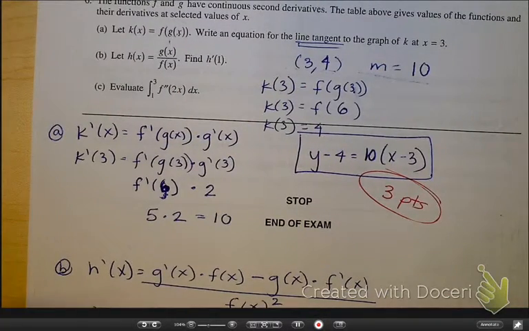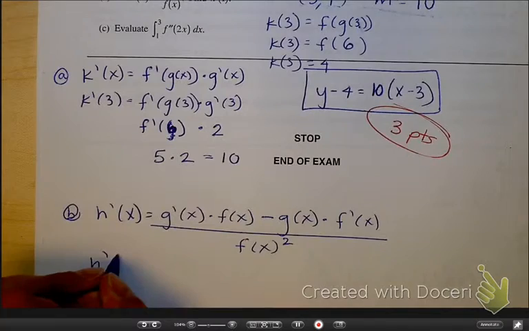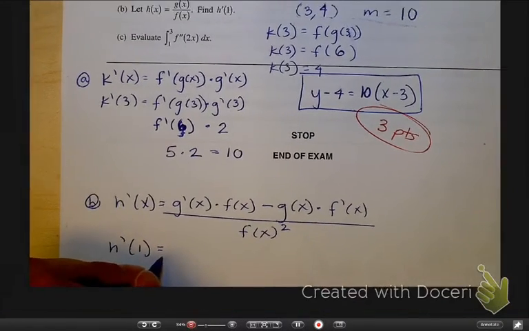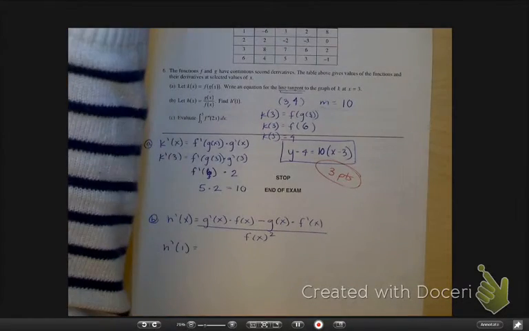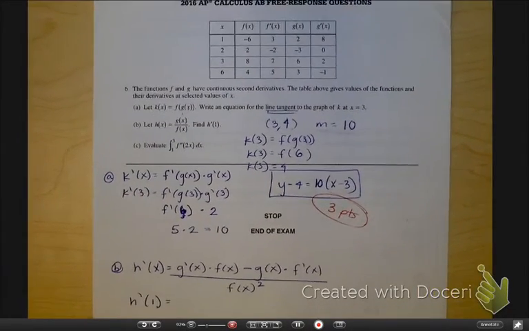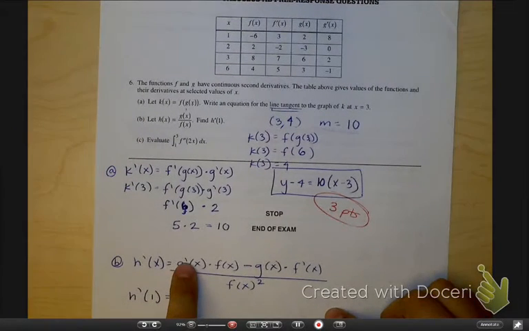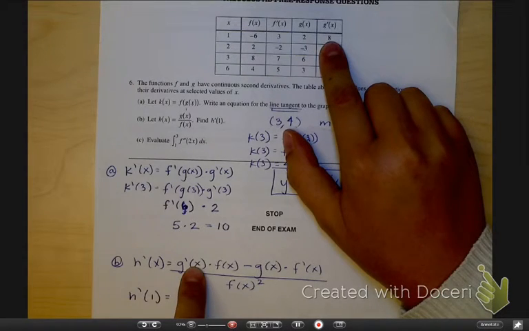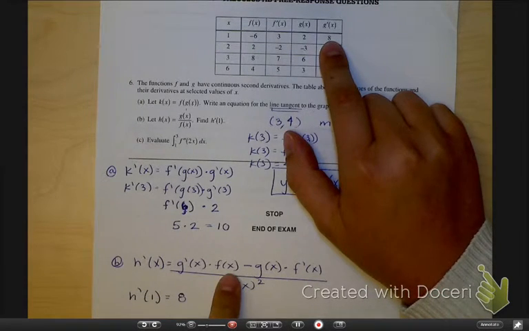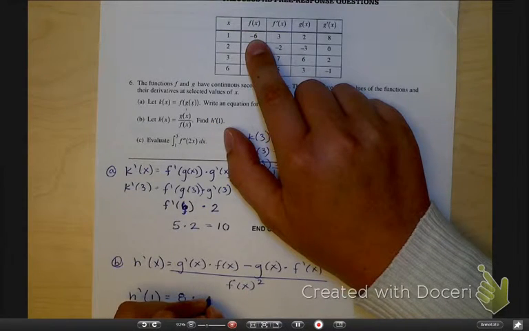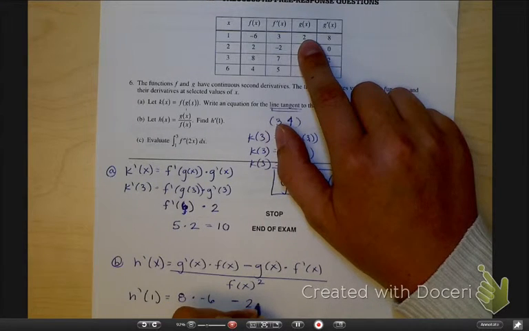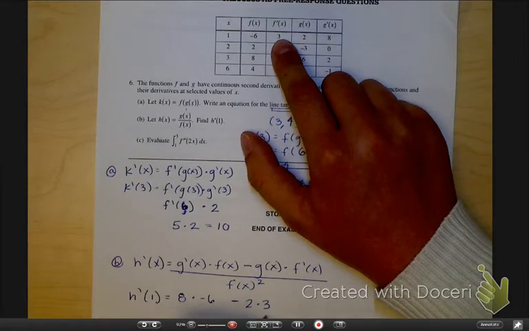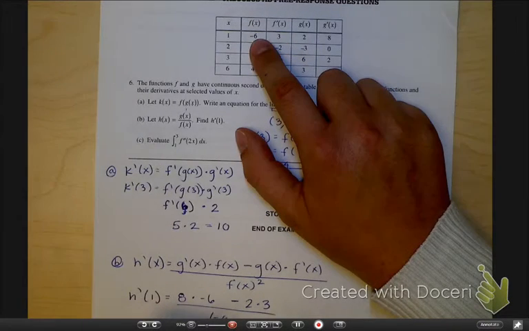If I want to know h prime of 1, you can't see this again, so let me zoom out so you guys can see this a little better. There we go. So if I want to know h prime of 1, I want g prime of 1. So g prime of 1 is 8, times f of 1, which is negative 6, minus g of 1, that's 2, times f prime of 1, that's 3, all over f of 1 squared, that's negative 6 quantity squared.